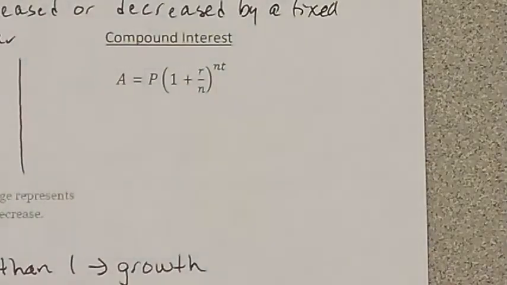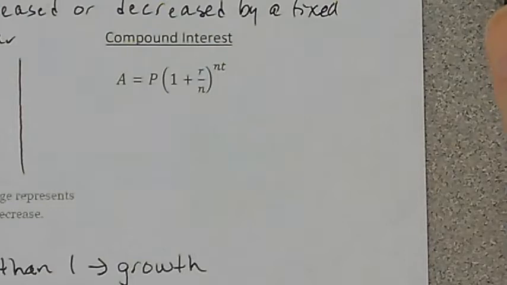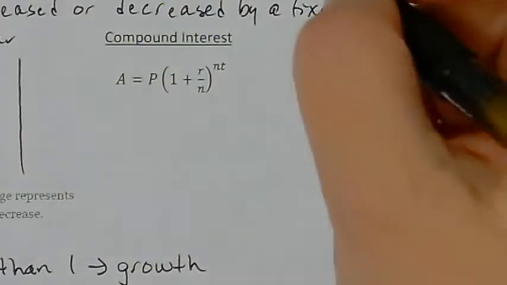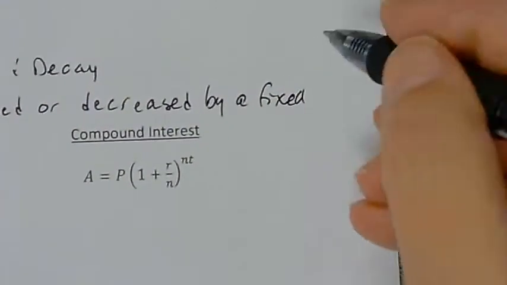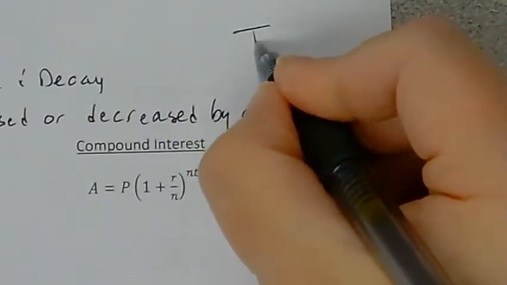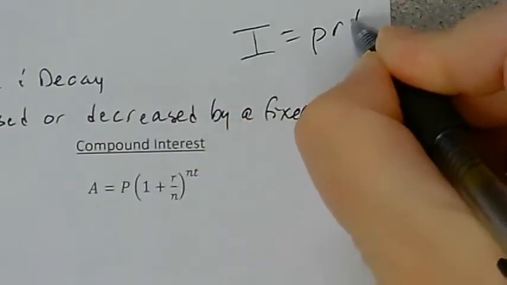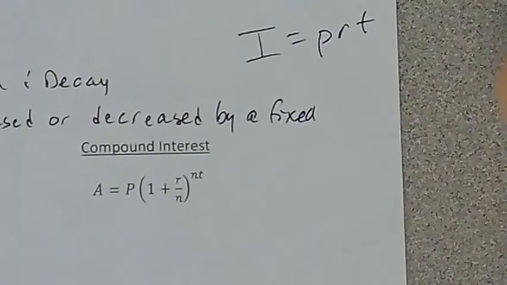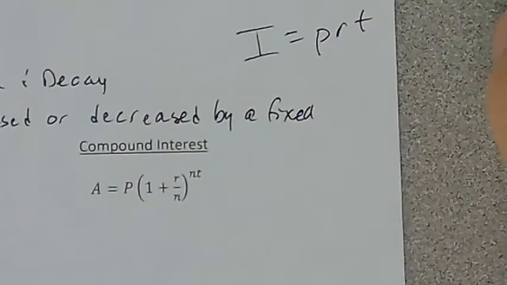So I want to take you back to the front part of your notes where it says compound interest. In Algebra 1, you talked about interest, but you just talked about simple interest, which was this, I equals PRT. And simple interest is not compound interest.